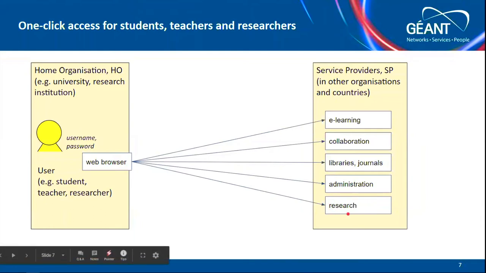So in Europe, there are more than 50 research infrastructures which support the cross-institutional collaboration of researchers coming from different universities and research institutions. And those infrastructures provide services like access to data or instruments for the researchers in the discipline.